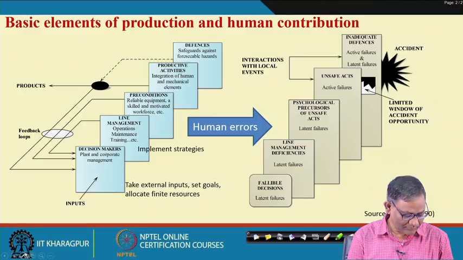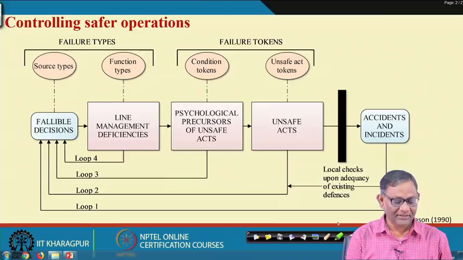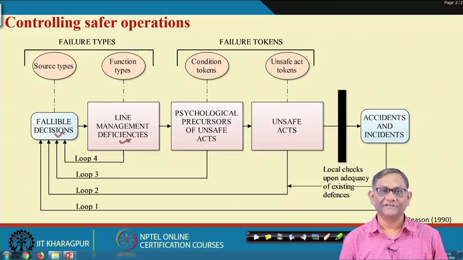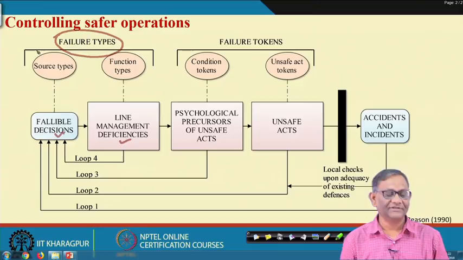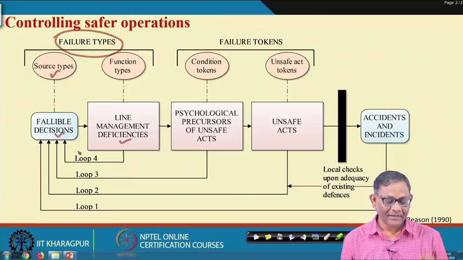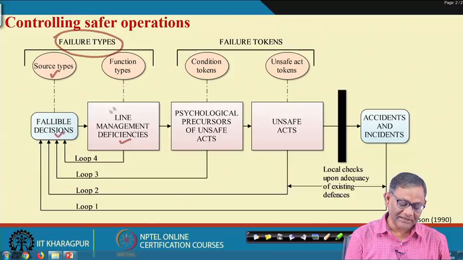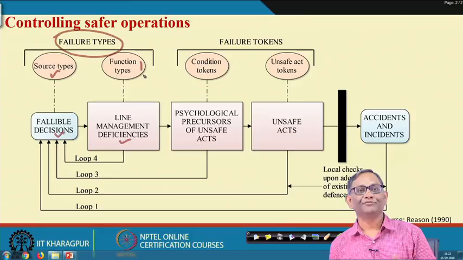Now based on this, Reason has given this diagram, where it is said that from the decision maker and line management deficiencies he has derived these failure types. As per his reasoning, the source type, that means the fallible decision, is the source. And because line management implements the strategies and decisions made by the decision makers, line management talks about line functions. So these failures are function type failures. Source type failures lead to function type failures.